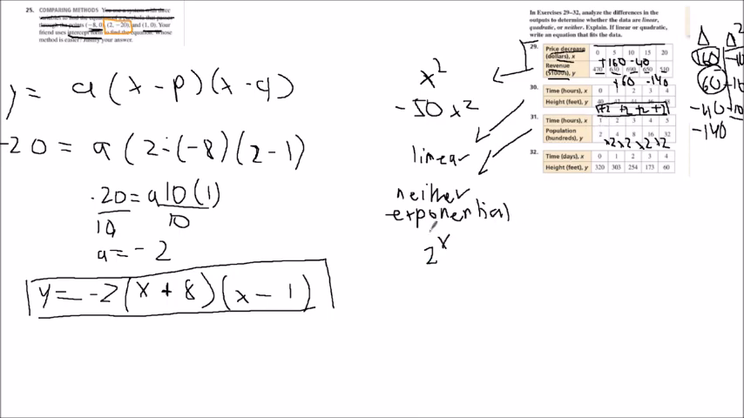If you put 1 in, you'll get 2. Put 2 in, you'll get 4. 3 in, you'll get 8. Okay, let's keep going. So our time in days is 0, 1, 2, 3, 4.